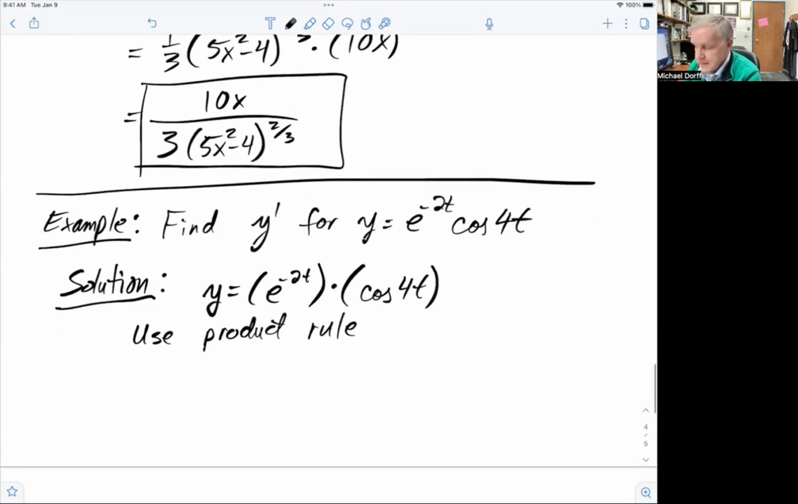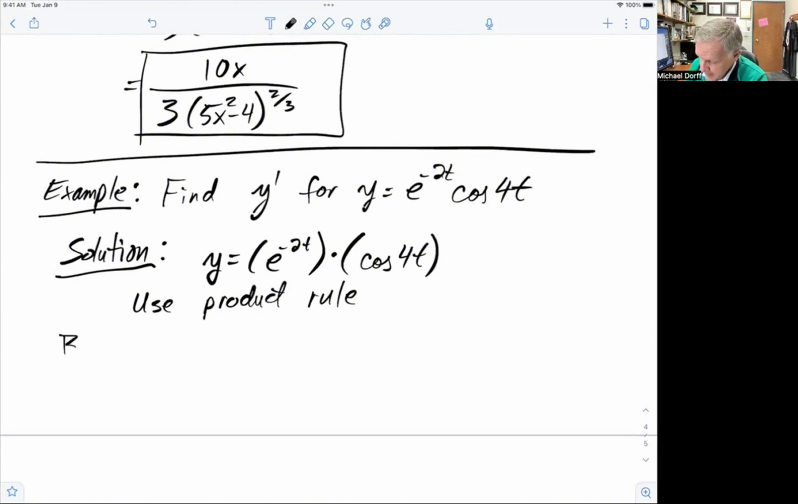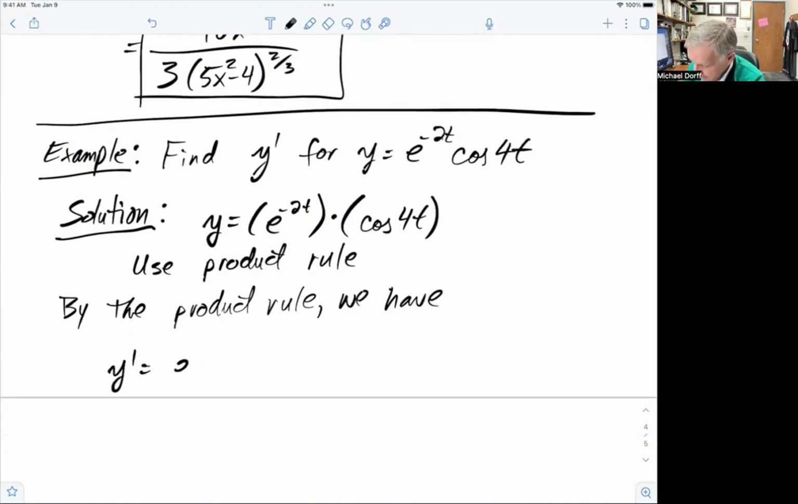I have e to the negative 2t as one function, cosine of 4t is the other function. I multiply them together. So by the product rule, what do I have? We've got y prime is the first times the derivative of the second.